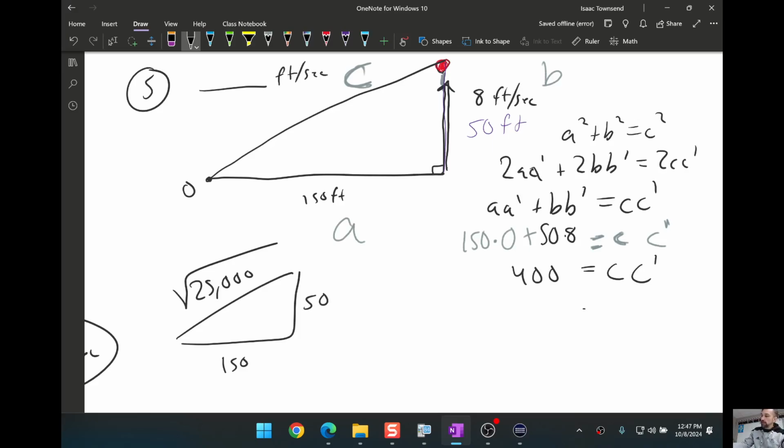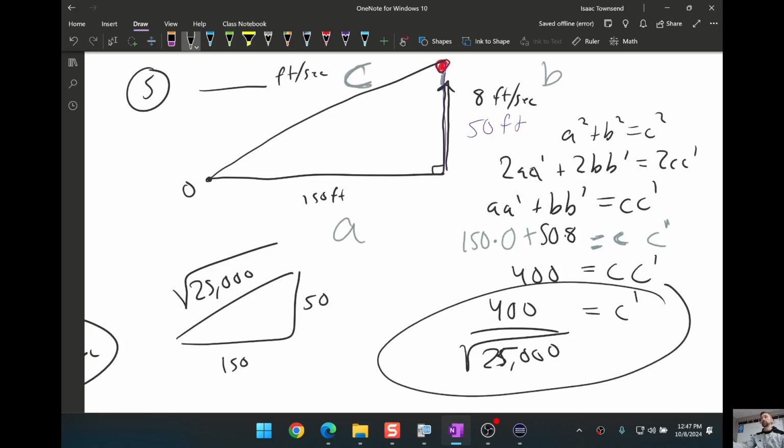So it looks like our answer is going to come from 400 divided by the square root of 25,000. Now here it just depends. Obviously we're aiming to try to get the answer at the bottom of the page. But if you had a calculator, you could type all this in your calculator, get a decimal answer, and if it was a free response on the test, you can stop there.